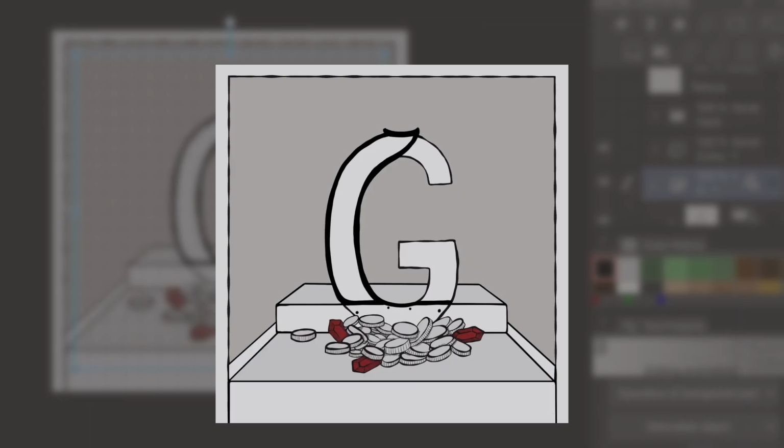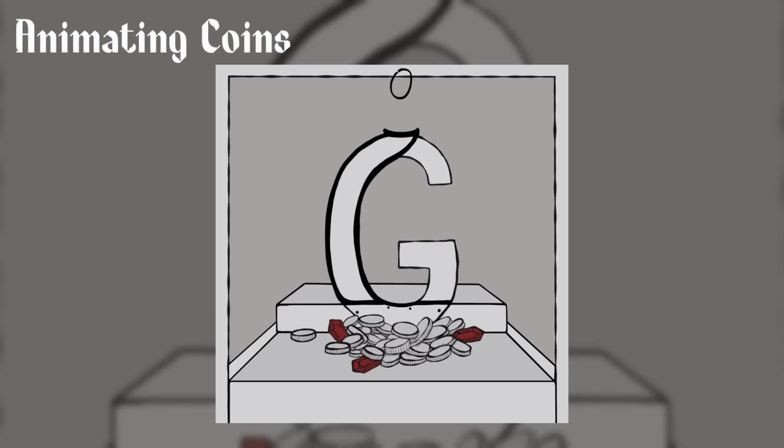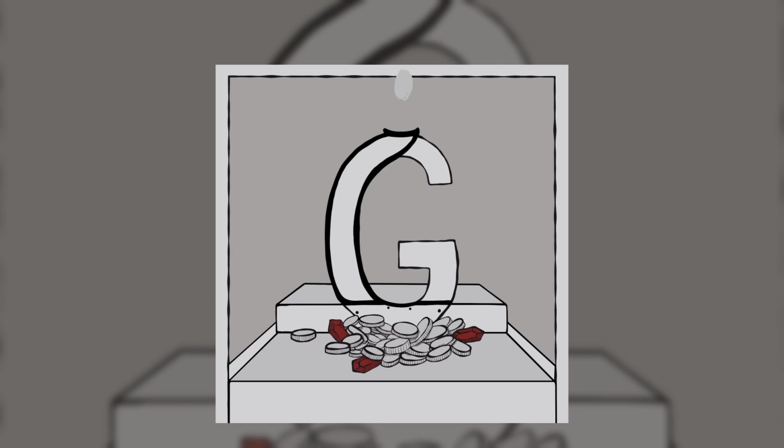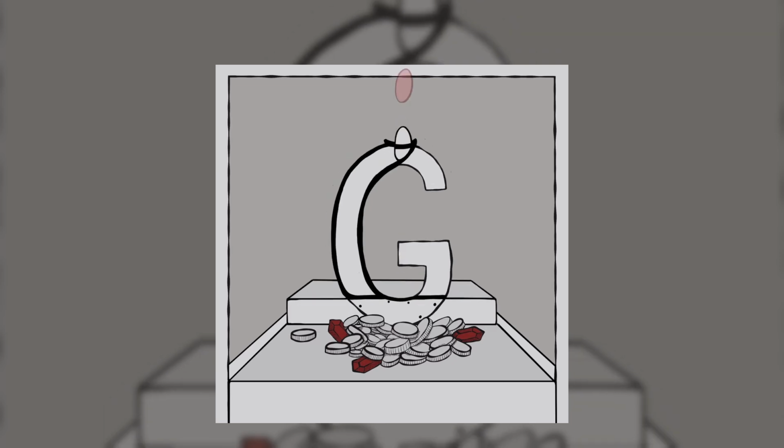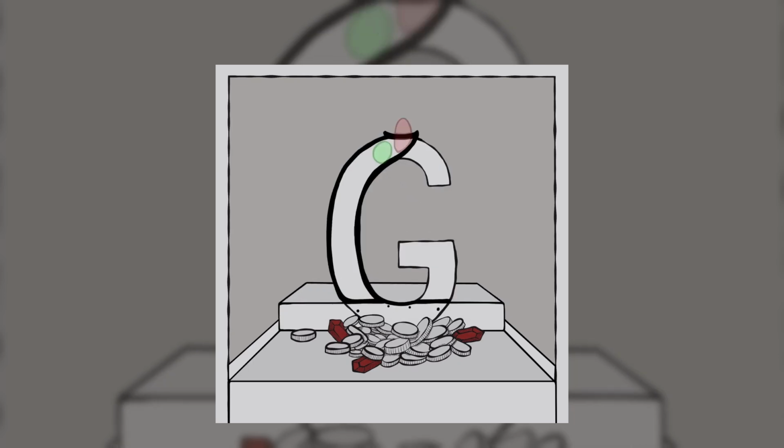Now with the G moving back and forth, it was time to animate single coins falling down the path. You can technically also animate this with keyframing, but I rather did this manually, maybe to add more flair, more character.